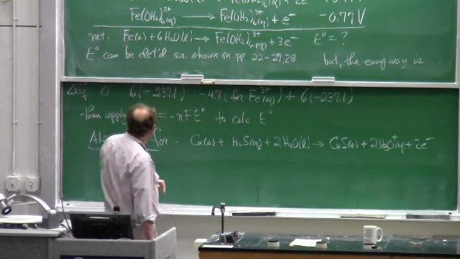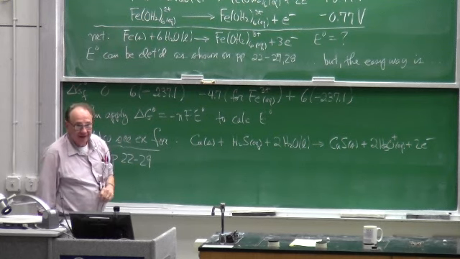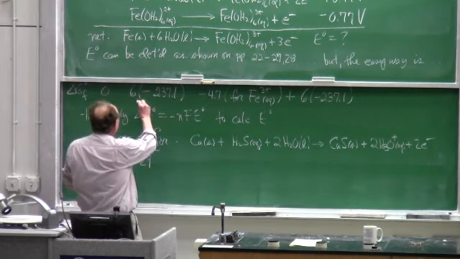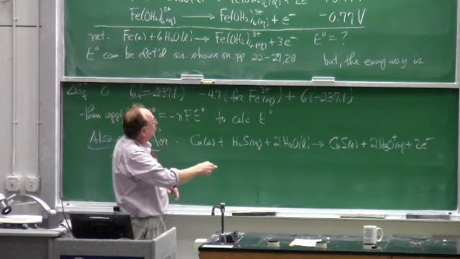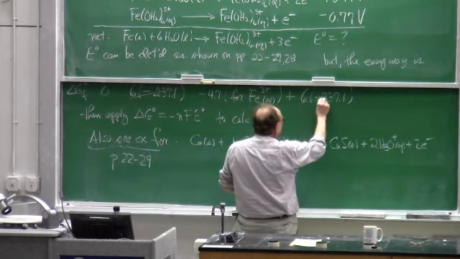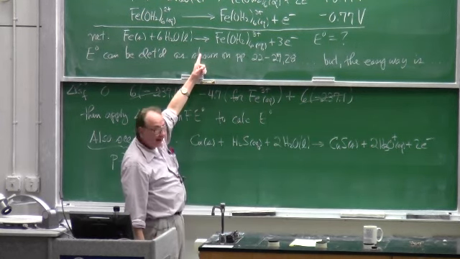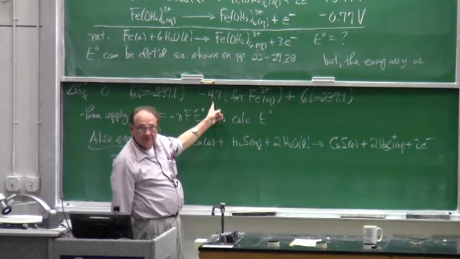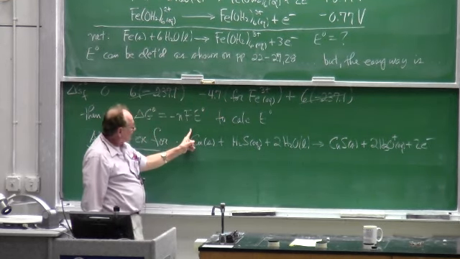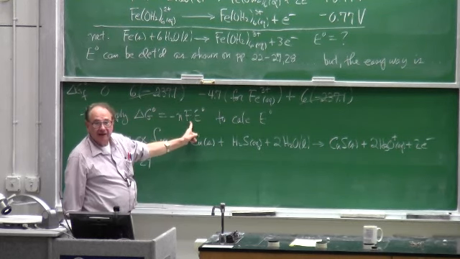But now we realize we don't even really have to bother with this, do we? Because you'll have 6 times this from this side of the equation, and 6 times this from this side of the equation. So for this half-cell reaction, there's delta G0. Put it in here. N is 3. Use the Faraday, and you get E0.